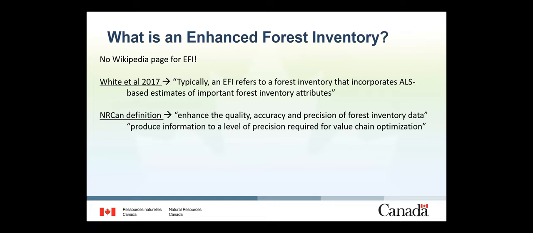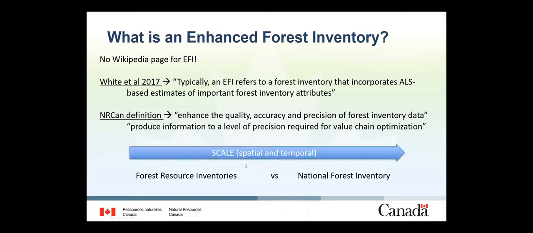But today we're going to push the boundaries a little bit and use the definition that's on our NRCan website that says an EFI is anything that enhances the quality, accuracy, and precision of forest inventory data to produce information to a level of precision required for forest value chain optimization. So a little bit more inclusive.